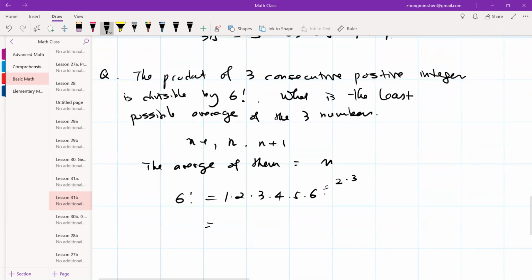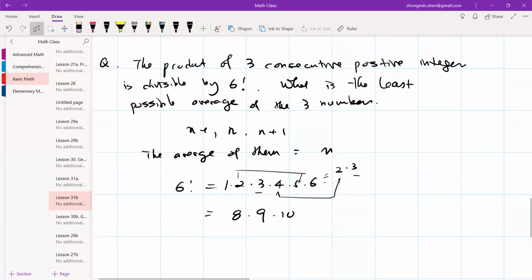Okay. I find out this can be written as 8 times 9 times 10. Right? Okay. So 9 is 3 times 3, right? But 2 times 4 is 8. 2 times 5 is going to be 10. So I come up with the product of 3 consecutive integers, 6 factorial.